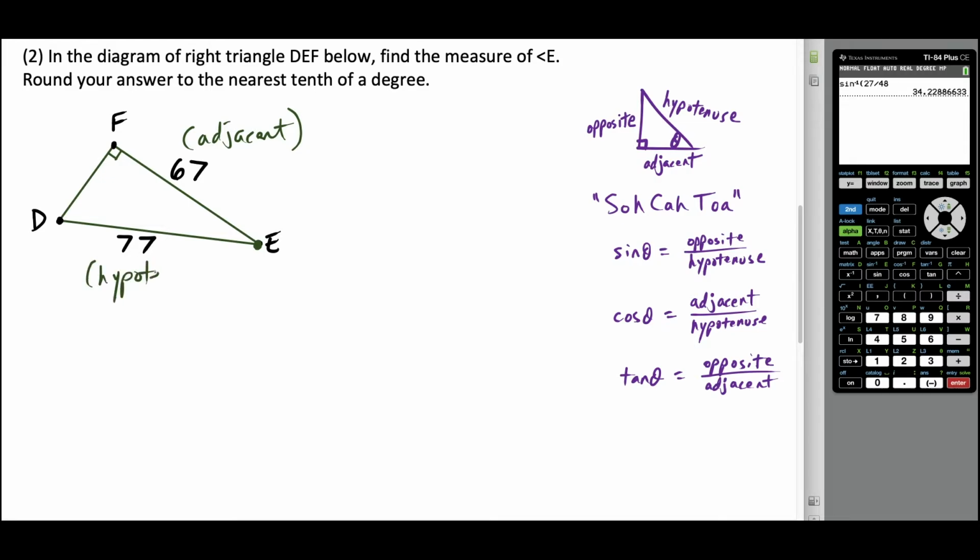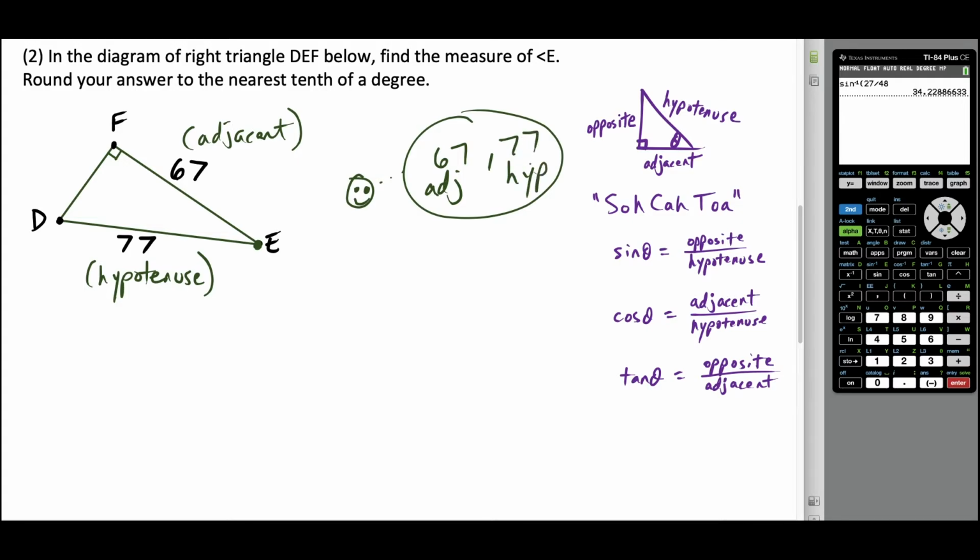So now we just want to think about these two phrases together. This is the thought process for choosing the correct function. We were given the side that's 67 units long, that's the adjacent side, which we'll abbreviate with these letters here. And we were given the side 77 units long, which was the hypotenuse. So when you hear the phrases adjacent and hypotenuse, that should make you think of the function cosine. So now we're doing cosine of angle E is equal to the side adjacent to angle E, which is 67 units, over the hypotenuse, which is 77 units long.